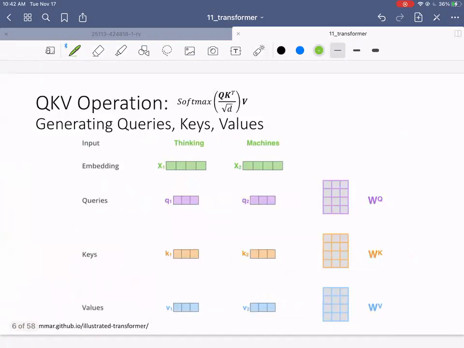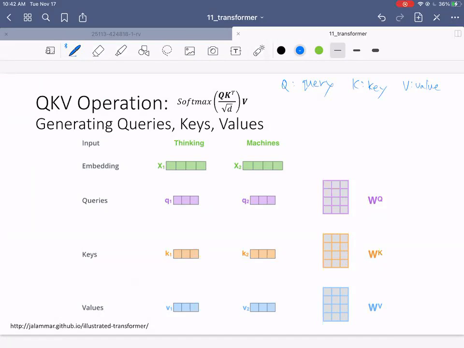So let's look at this one by one, what Q, K, and V are. This is called QKV because Q represents queries, K means keys, and V means values. You can think of a lookup table, or a key-value database like Tokyo Cabinet or Kyoto Cabinet.